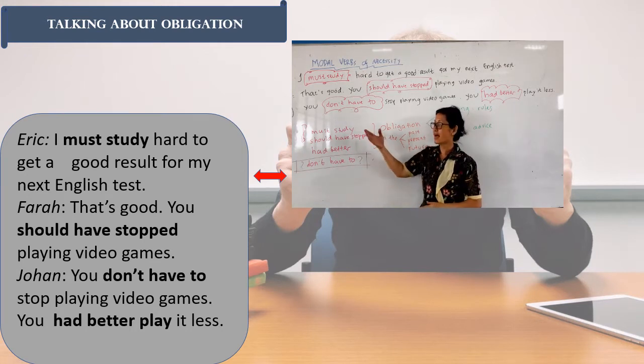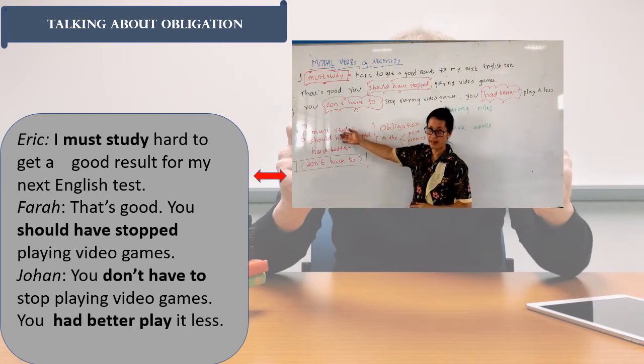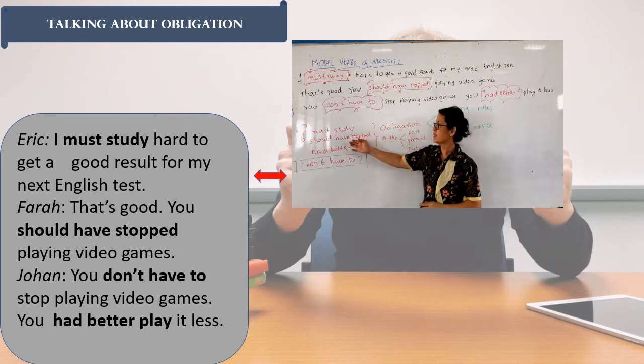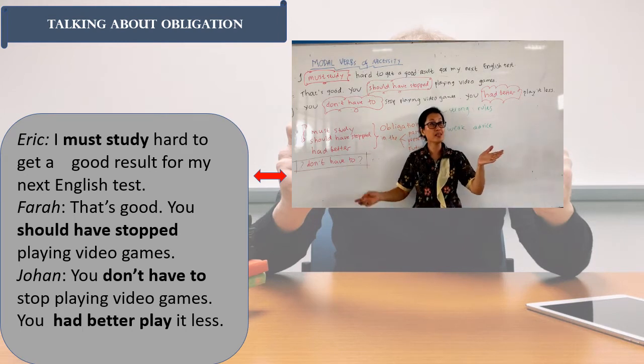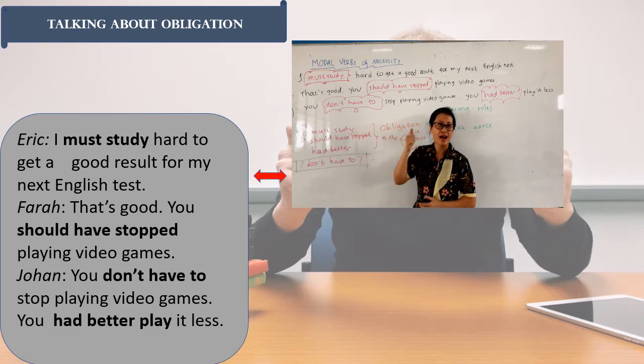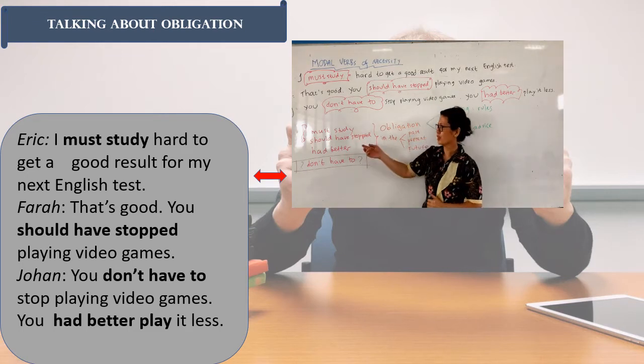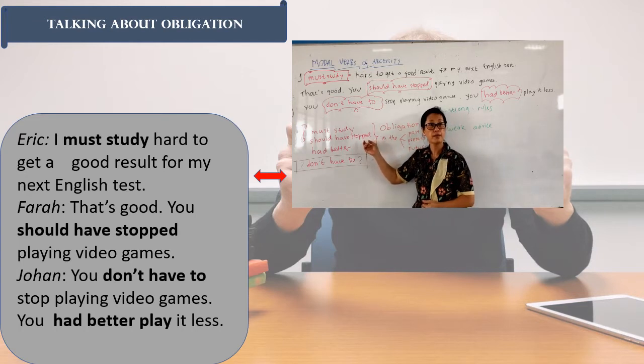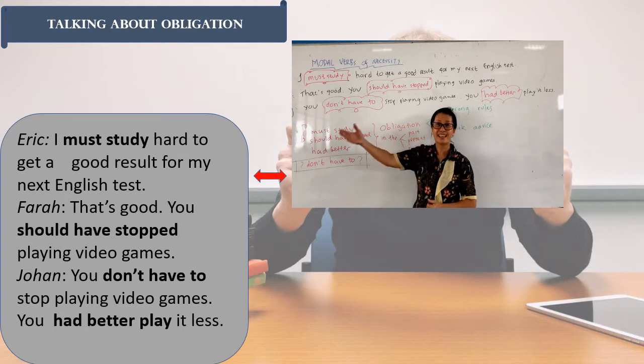Now let's focus. I'd like to ask you some questions. Look at the words here. Must study, should have stopped, had better, and special, don't have to. Somebody knows the meaning of 3 or 4 here? Must study means harus belajar. Good. What about should have stopped? Seharusnya berhenti? Okay, it's not wrong. Okay, we'll talk about it later.